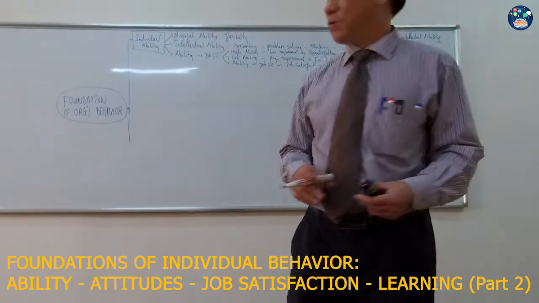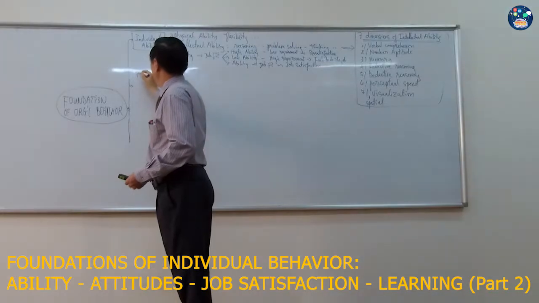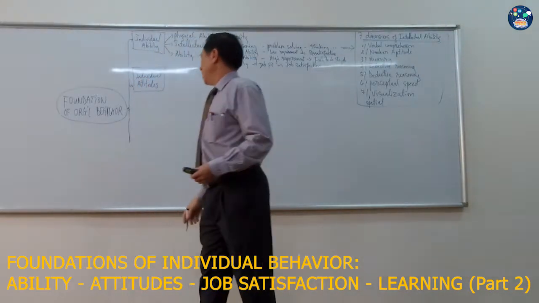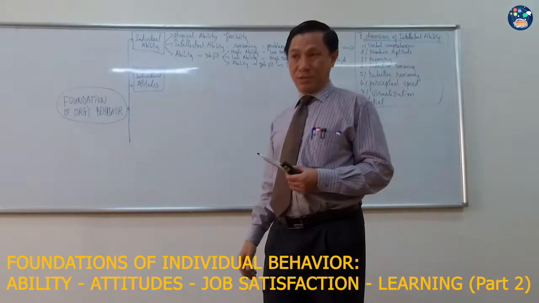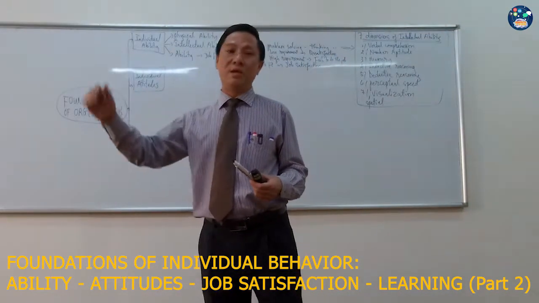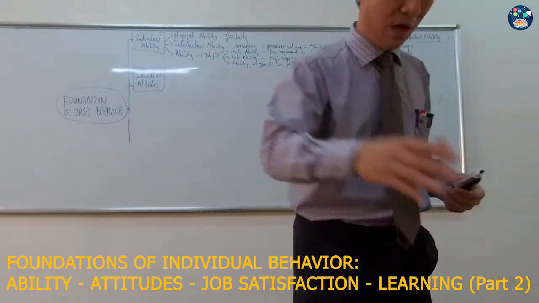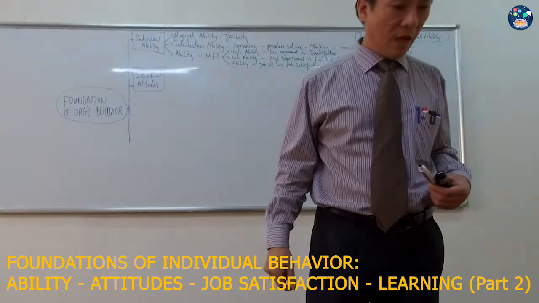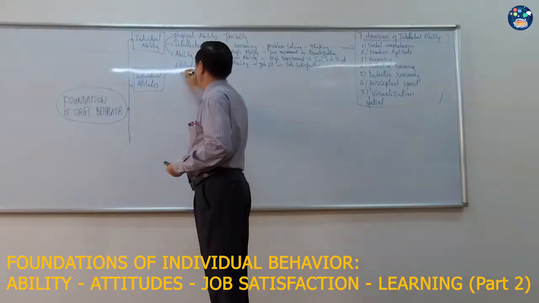Next, we talk about individual attitudes. The second thing: individual attitudes. So why should we care about individual attitudes? Because attitudes can predict behavior. In terms of attitudes, we have to analyze deep into 7 sub criteria. So the first thing is attitude components.